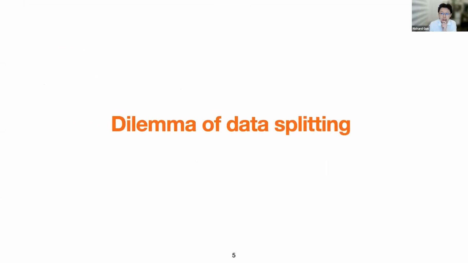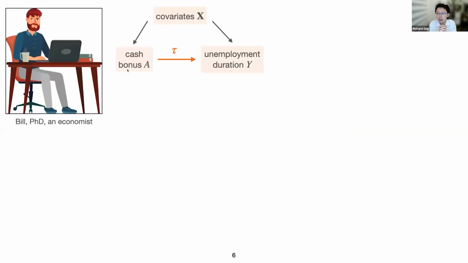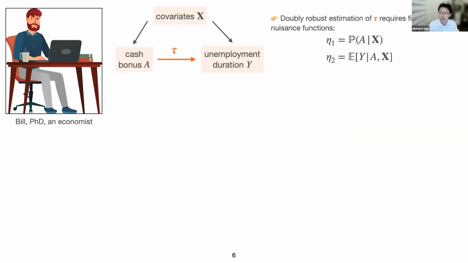Let me first try to convince you there are problems with data splitting through two fictional characters I made up. Imagine Bill, an economist, who is interested in estimating the causal effect of a policy: whether offering a cash bonus to the unemployed could reduce their unemployment durations. Imagine Bill has collected covariates that suffice to control the confounding between the cash bonus A and the unemployment duration Y. He wants to estimate this causal effect using the now fairly standard double machine learning approach that Jamie just described. This requires, as we know, estimating two nuisance functions, the propensity score and the outcome regression.